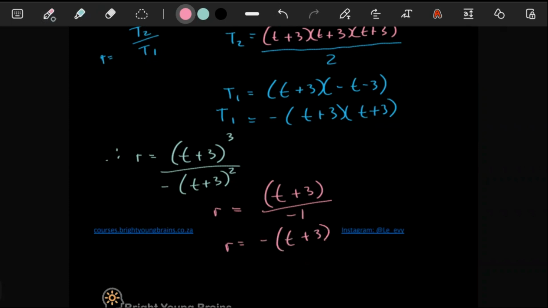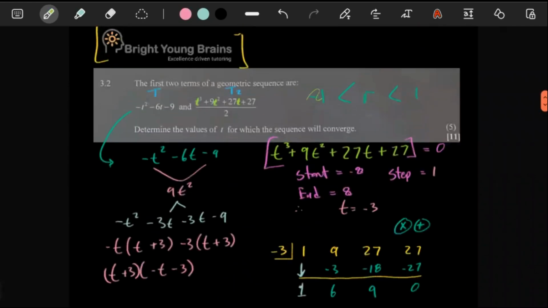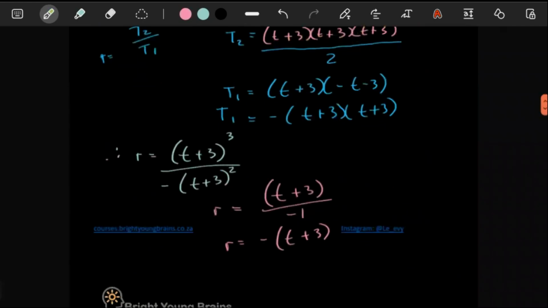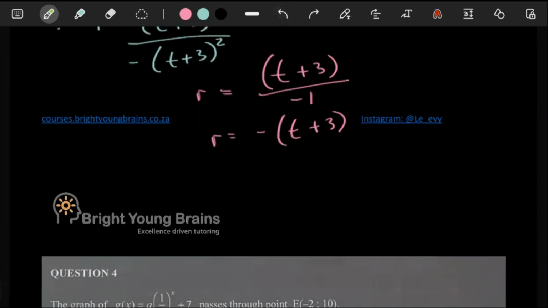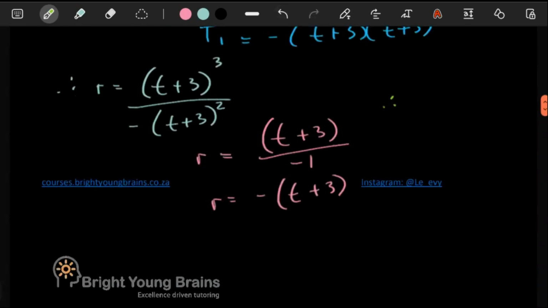Since we now have a value of r, it's easy to work out our question, because remember we said for a sequence to converge, r has to be between negative 1 and 1. So here we can say, therefore, we know that r has to be between negative 1 and 1, right? So we have to drop r there. What are we going to have? Let me not write too low here, otherwise this thing is going to get chopped off. So we said r is between 1 and negative 1. So a sequence converges wherever r is between this and this value.